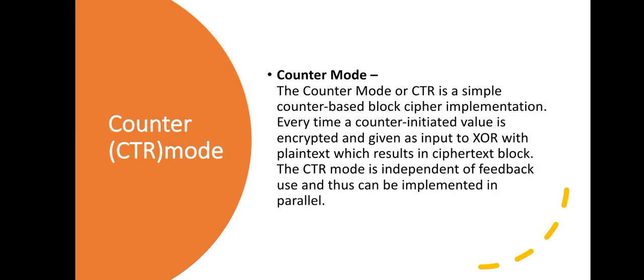The last mode is counter mode. The counter mode, or CTR, is a simple counter-based block cipher implementation. Every time, a counter initial value is encrypted and given as input to XOR with the plain text, which results in the ciphertext. The CTR mode is independent of feedback. Here there is no feedback use and thus it can be implemented in parallel. No feedback, so we can do it parallelly. But here we are using a new thing, that is the counter. Let's see.